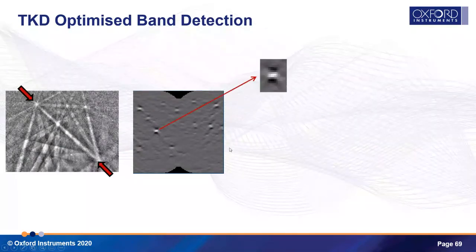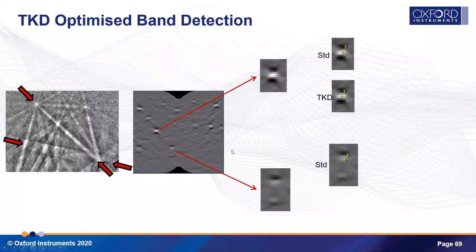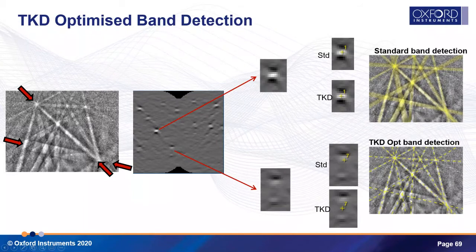So if we use the standard Hough transformation or Hough band detection, and we compare that with the TKD mode, we're going to find that if we use the standard indexing mode, we pick just one of the edges, whereas when we use the TKD mode, we actually correctly identify the middle of the band. So this is very important.